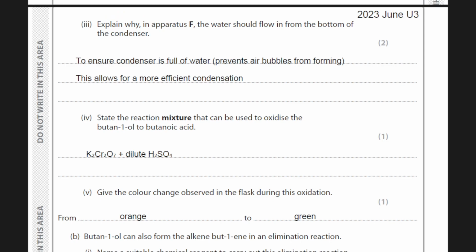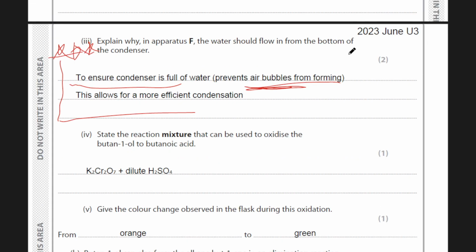Explain why in apparatus F the water should flow in at the bottom of the condenser. First of all, this is again the same reason we saw a little while ago: for efficient condensation and to prevent the production of air bubbles. So this is one common question which we have encountered previously, and now we have encountered it as well. So this is a very important question. Do try to take extra care on this type of question.